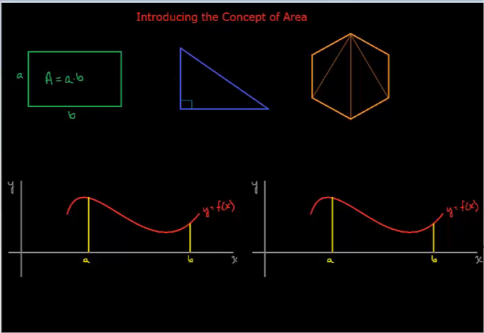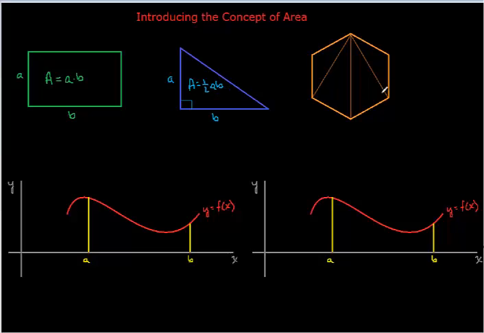And we have a similar kind of formula if we have a right triangle whose height is A and whose base is B, and the area of this triangle is defined to be 1/2 A times B.